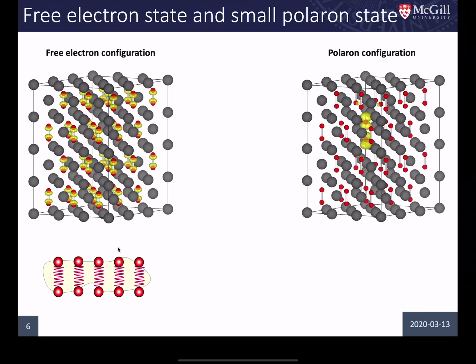In contrast, if the symmetry of the lattice is broken, the injected electron will be localized on a single oxygen dimer, forming a small polaron, which is accompanied by a large lattice distortion.